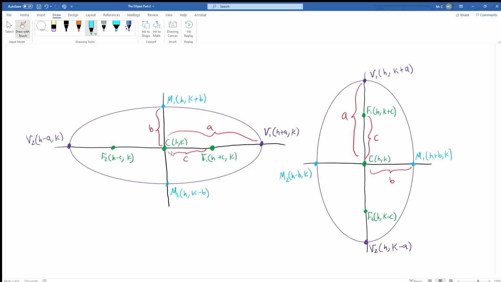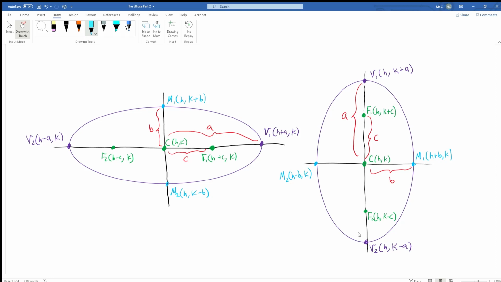Similarly, for our foci, since these foci are on the major axis, which is in the x direction, we would be adding c to h and get (h plus c, k) for one focus, and similarly we would get (h minus c, k) for the other focus.